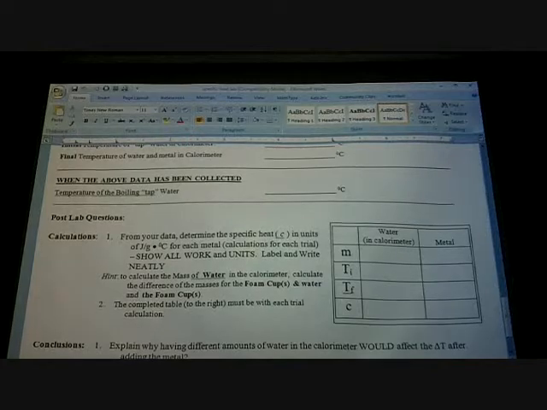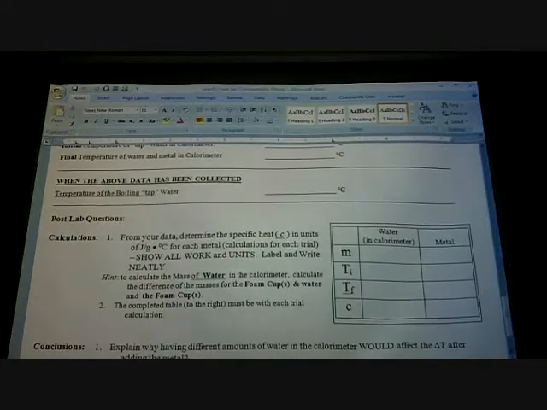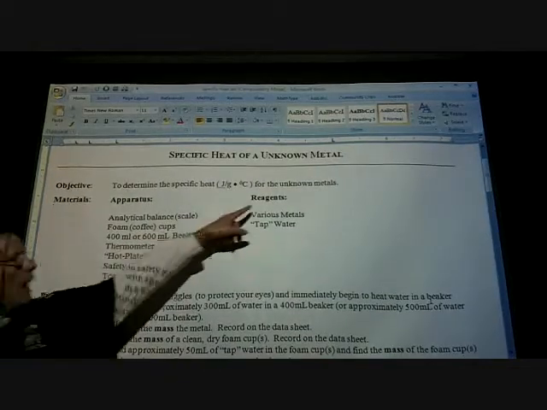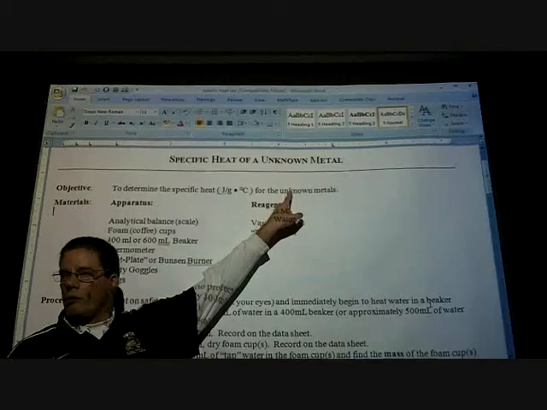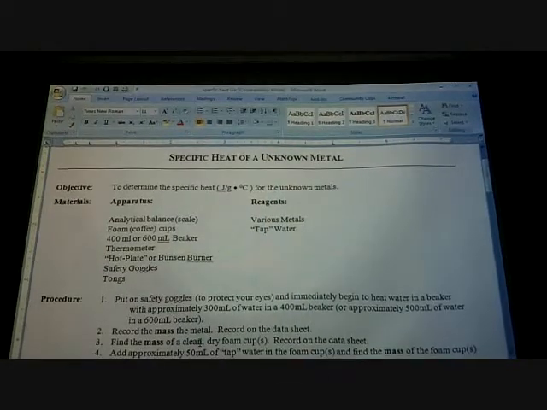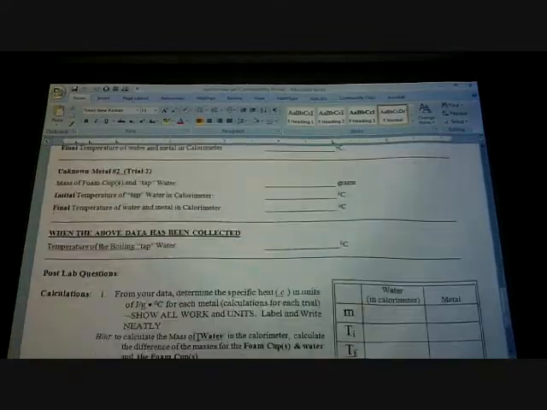You're solving for the specific heat of the unknown metal. In other words, back here, what's our purpose? To determine the specific heat. Actually, I told you what the metals were. Okay, so. What's the specific heat of water? Still 4.184. Yeah. All right, so you'll do that.